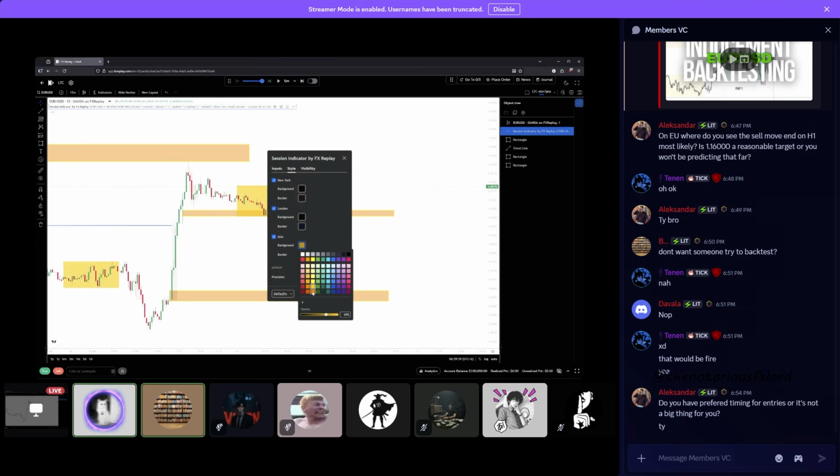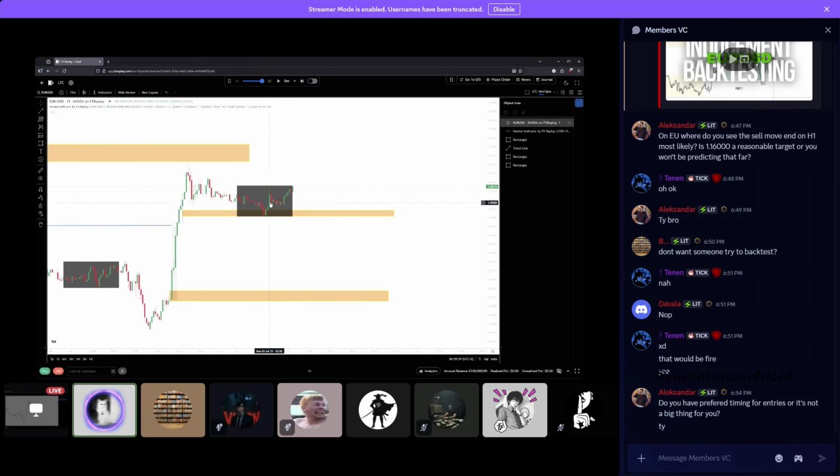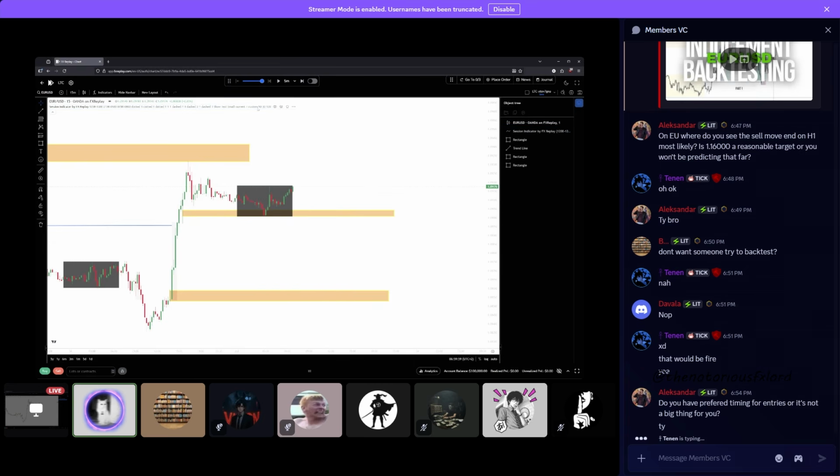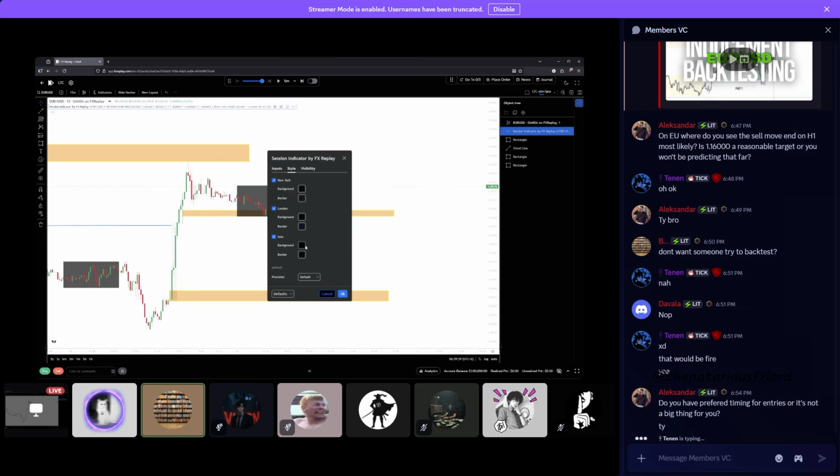Yeah, the grayish was good. No, just do it gray. That was the thing that you did first time. That was much better. Just lower the opacity, not the borders of the background. There we go. It's better.